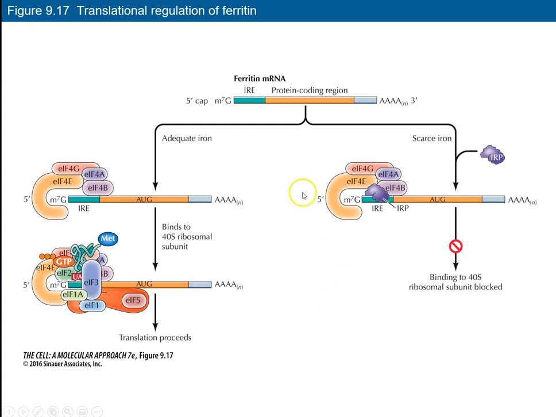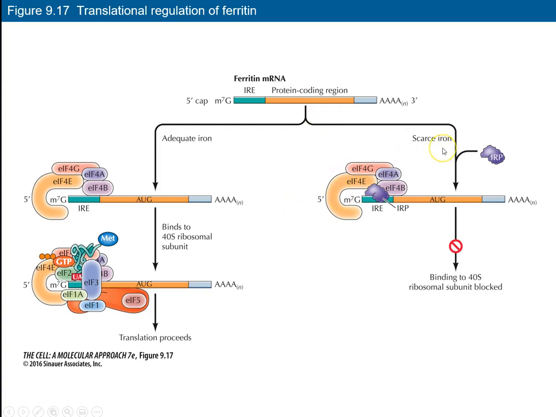You can see here the mRNA transcript, with the 5' cap, the 3' poly A tail, and the region where the regulatory protein will bind. If there's adequate iron, you can see all these initiation factors binding, like we saw when we talked about initiation of translation, all of them coming in, the tRNA coming in, and essentially translation is going to start.